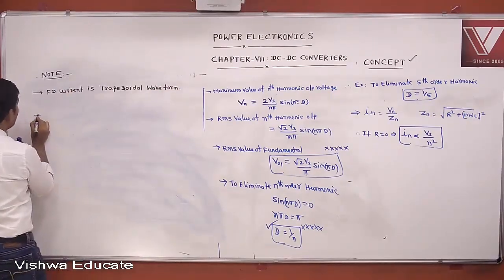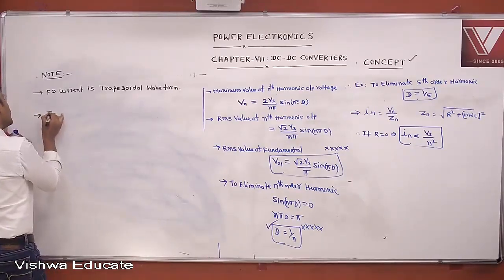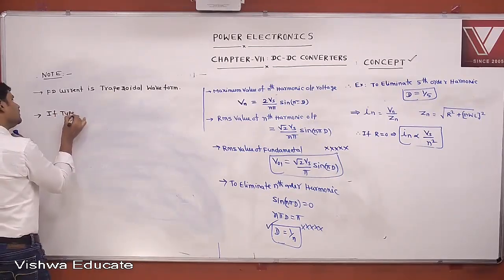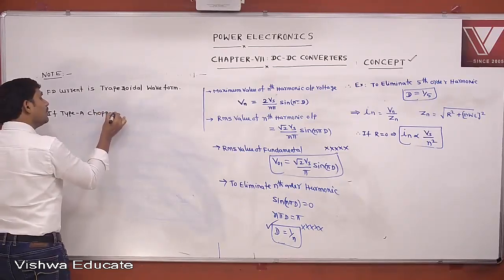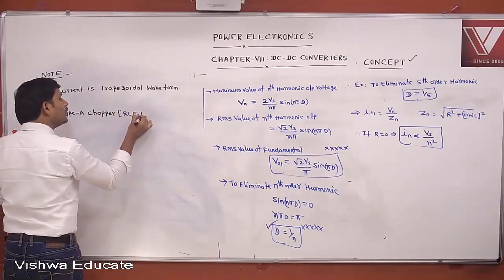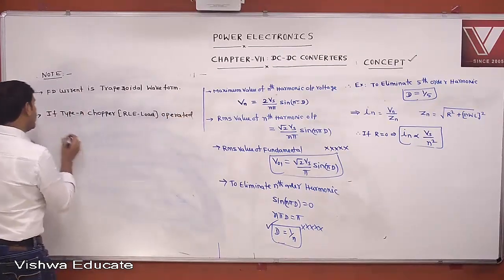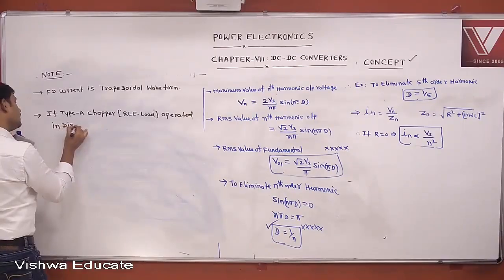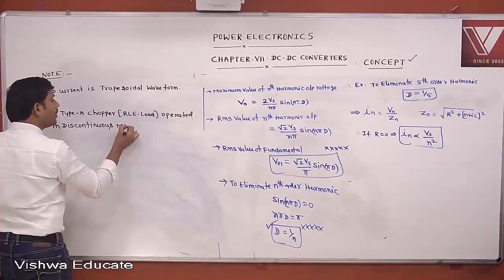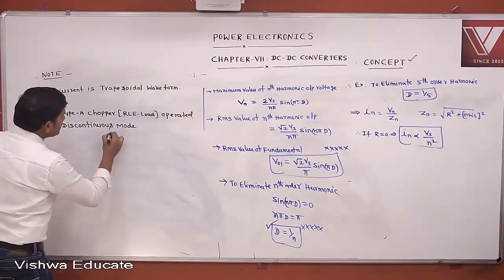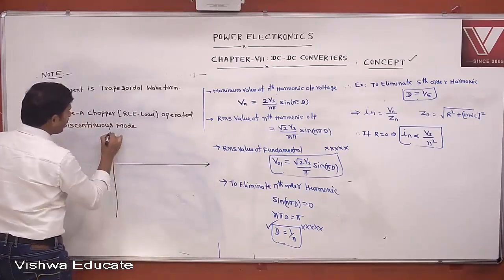For example, if the type A chopper is operated in discontinuous mode, this is an RLE load. I'm talking about an RLE load operated in discontinuous mode. Then how to write the formula in discontinuous mode, that you concentrate on. Let us take discontinuous mode to mean that before completing one time period, the current falls to 0.